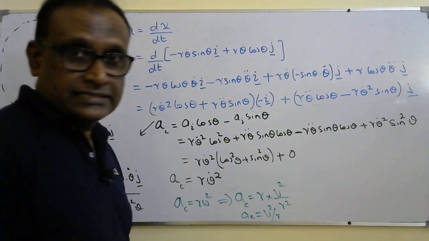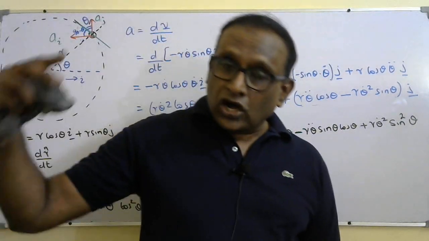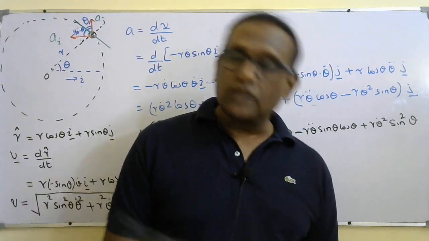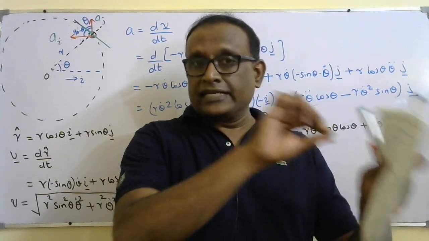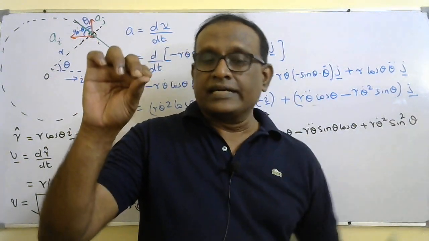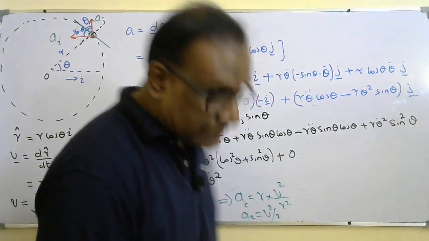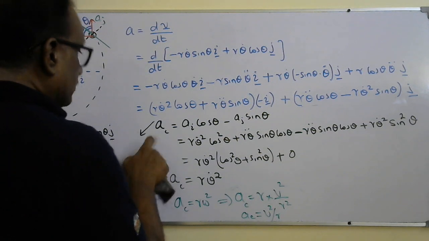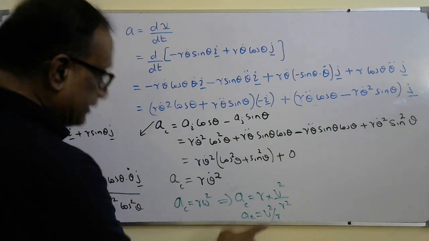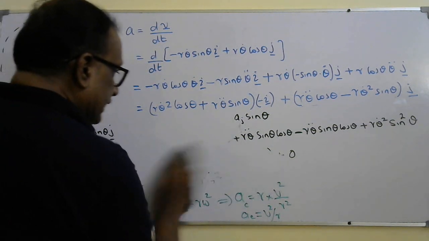I told you that if there is a component of force along the tangent, there will be acceleration along the tangent also. For example, when you let a sphere attached to a string move in a vertical plane, yes, there will be acceleration along the tangent. We will find out what that acceleration could be.